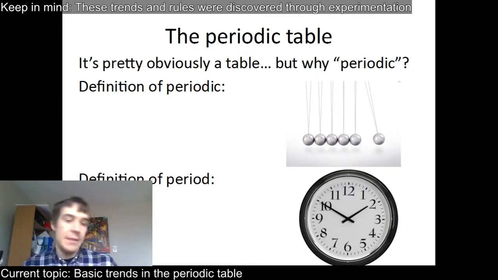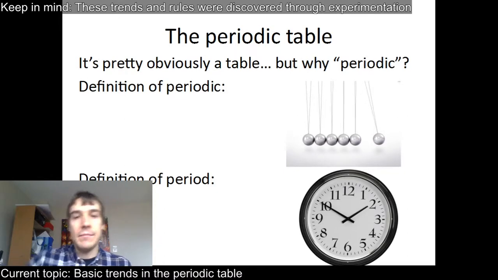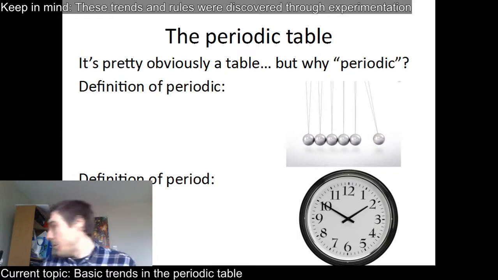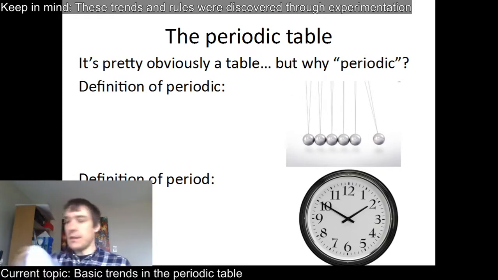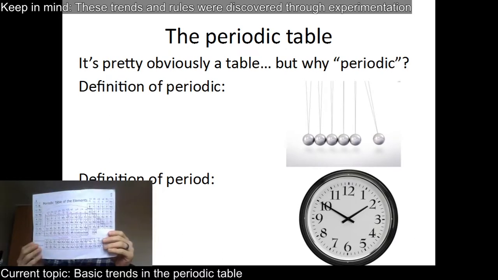These were obviously done by experiment. Lots of people combining elements with each other, seeing what the ratios were. This is all after Dalton and the law of definite proportions. It's obviously a table, but why is this periodic? What's periodic about this table?